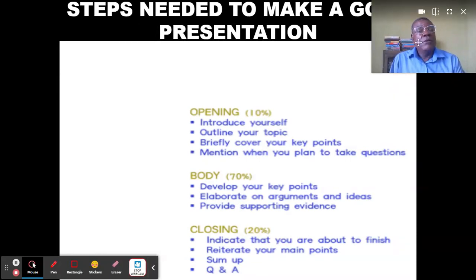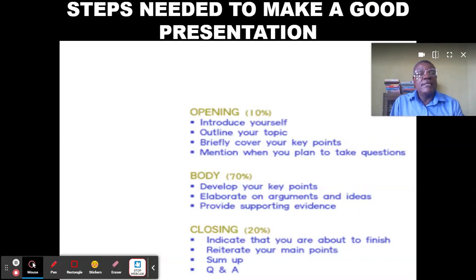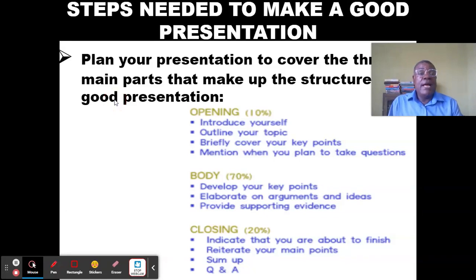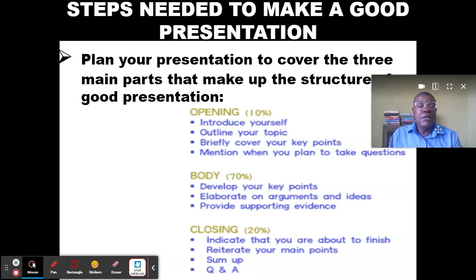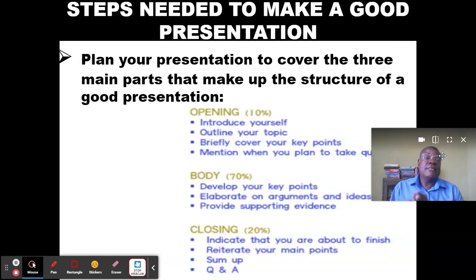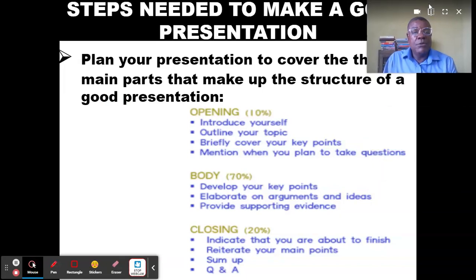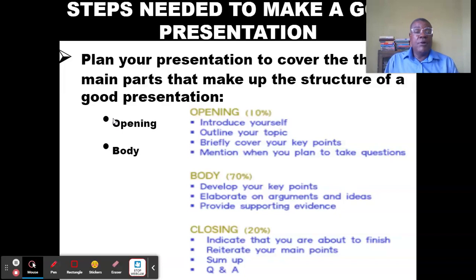Now, let's move on to the next item, and that is steps needed to make a good presentation. There are certain steps you need to take, and you need to plan your presentation to cover, at least the three main parts that make up the structure of a good presentation. And I want us to look at these three parts: the opening, that's number one, the body of the presentation, and the conclusion.